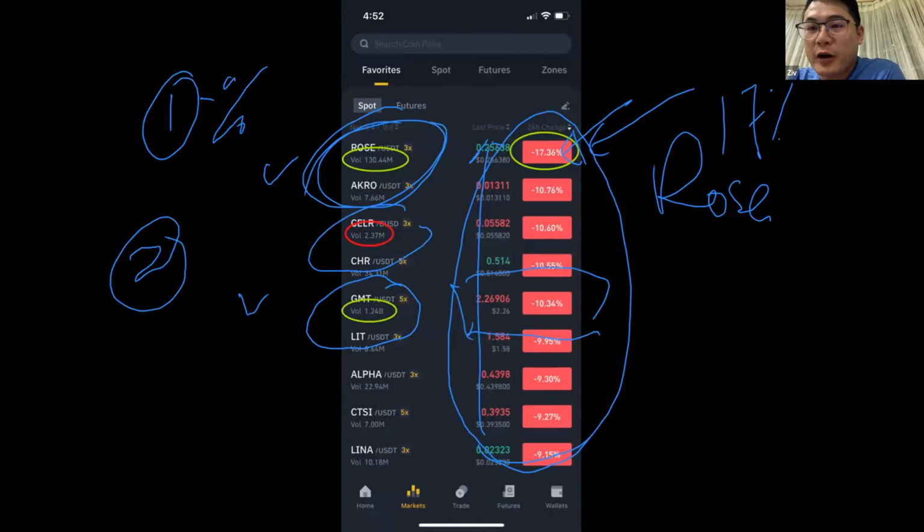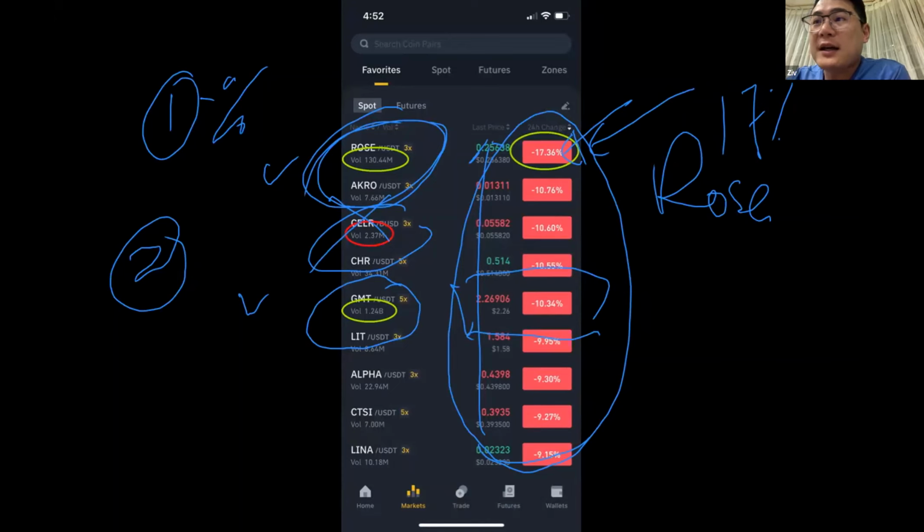If you compare to other coins, like you see CELR, only having 2.3 million of trading volume. So it's considered very normal. I can say very low trading volume, meaning not many people are trading this coin. So I will not consider this a better option. So after you get several, maybe a few options, what is the next thing to do?